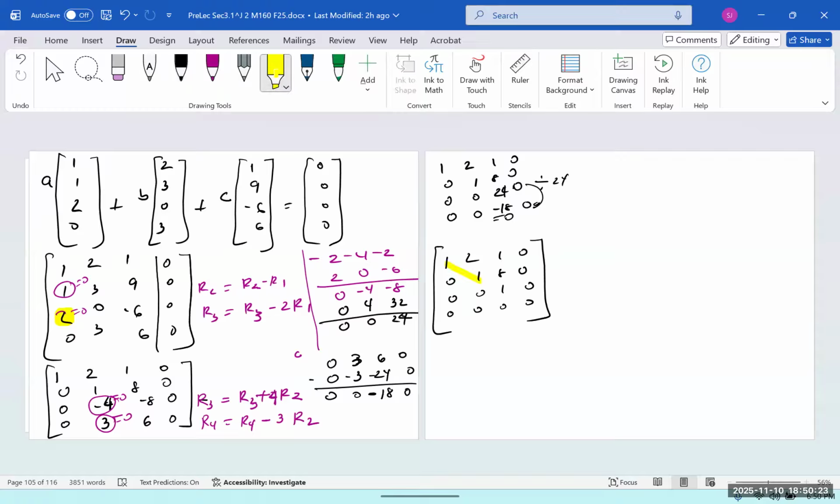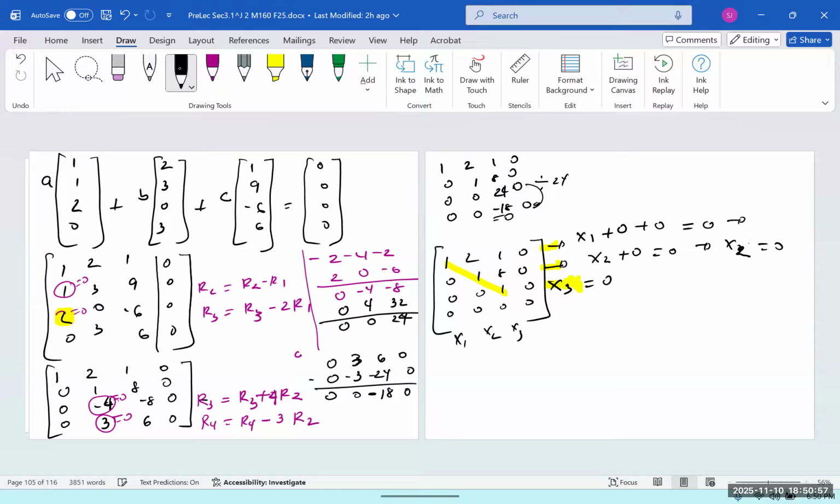Since we have pivot points, they have a unique solution. We have x1, x2, x3. We have x3 is 0. So this one is telling us x2 plus 0 is 0. That tells us x2 is 0. This one is telling us x1 plus 0 plus 0 equals 0. So it means x1 is 0.